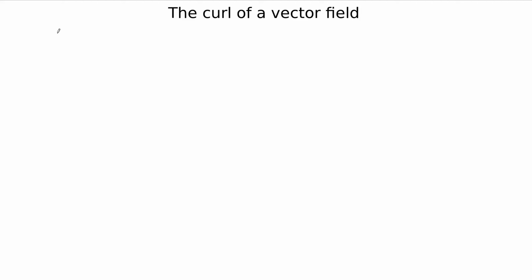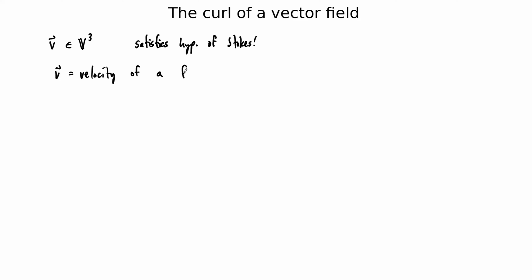So for the sake of this current discussion, let's suppose that V is a vector field in R3, for which all of the component functions are continuous and have continuous first partial derivatives. So the usual assumptions under Stokes Theorem. Let's say that this satisfies the hypotheses of Stokes Theorem. And furthermore, let's suppose that this vector field V represents the velocity field of a fluid flow.